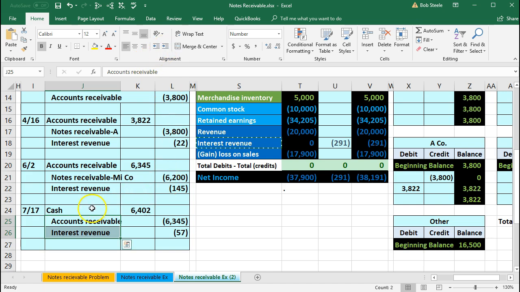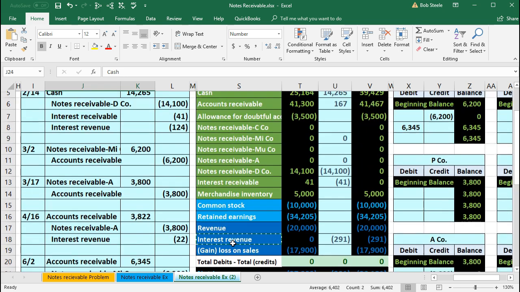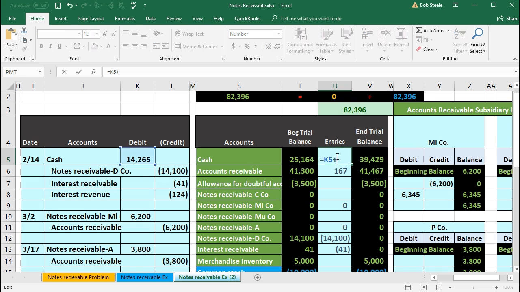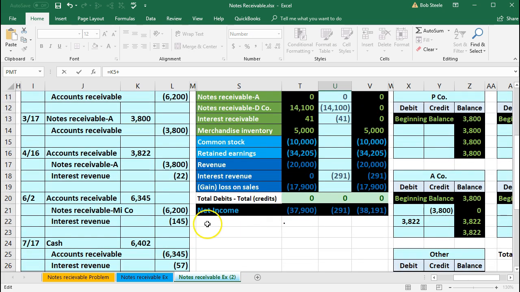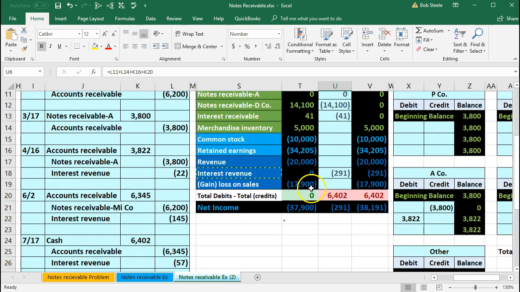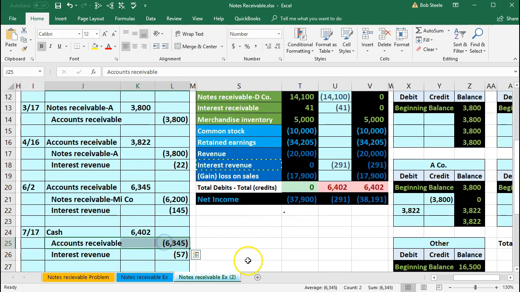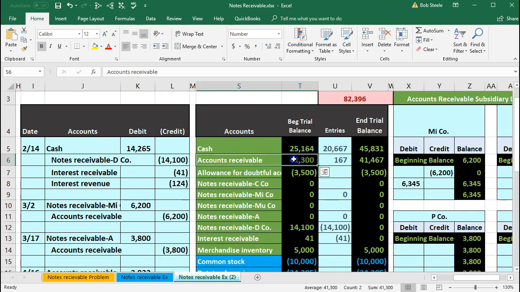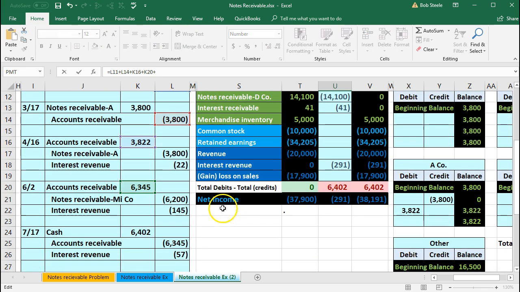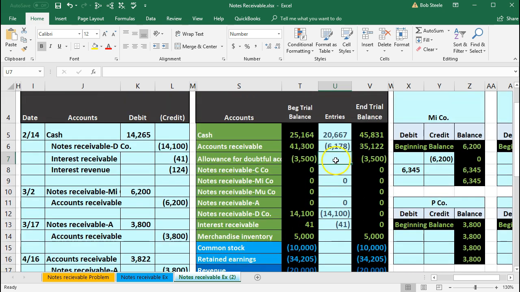Then post it out. Here's the cash on the journal entry. Here it is on the trial balance, going to U5, double clicking, going to the end of it, plus scrolling back down just a bit, picking up that 6,402 and enter. So there's that amount. The next one, accounts receivable, credit. Here's the accounts receivable on the trial balance. We're going to be in column U, U6, double click, go to the end of it, plus scrolling down a bit, picking up that 6,345, bringing accounts receivable down.